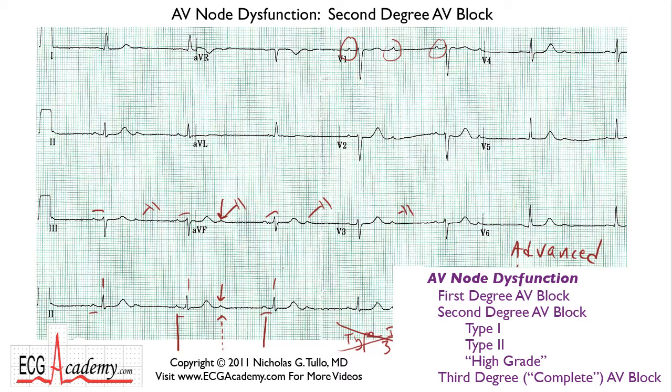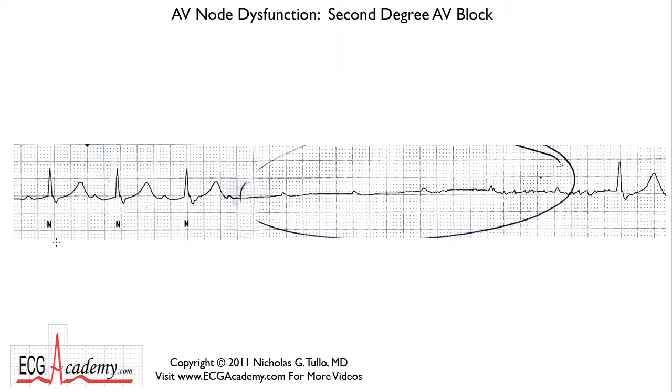Okay? You can get very high grade periods of AV block. Okay, what you see is a sinus rhythm marching along. If you look at the PR interval, it is a bit long. It's about 280 milliseconds, but it's fixed. It doesn't really change. And then you have a P wave that fails to conduct, but it sets off a whole series of blocked P waves.